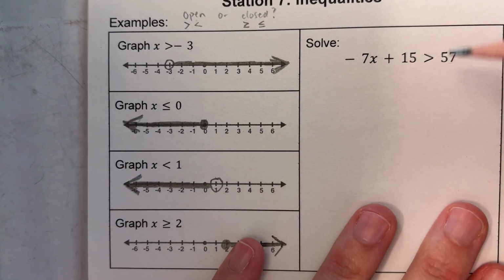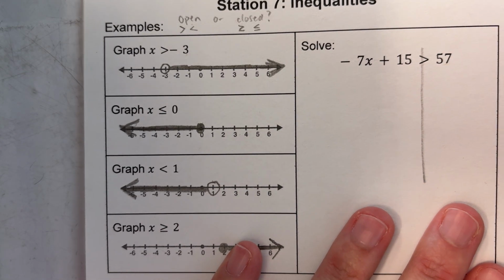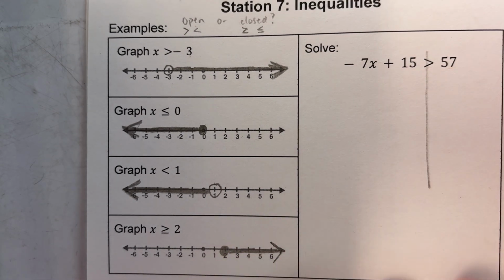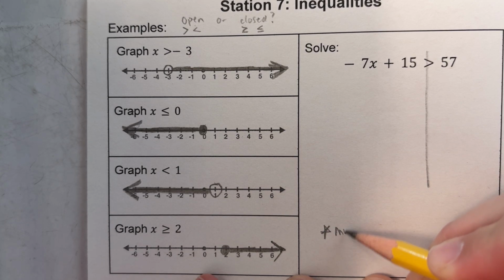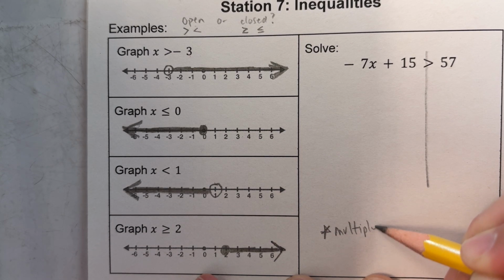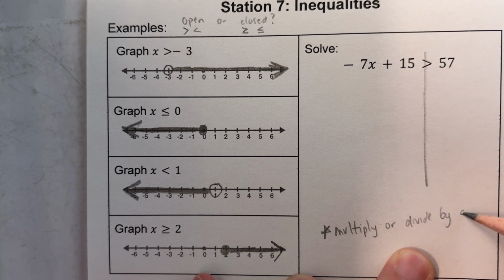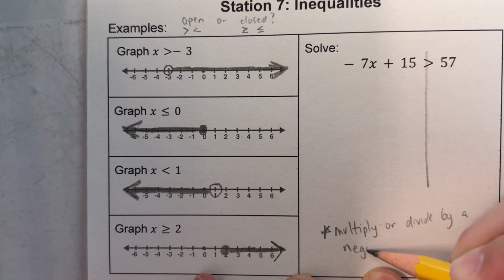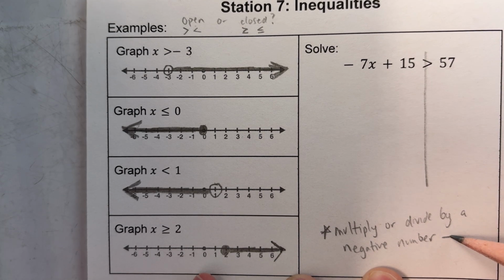When I solve inequalities, I treat it just like an equation. You can put the line even where you normally put the equal sign. The only thing you need to remember is that when you multiply or divide by a negative number, you have to flip the direction of the sign.